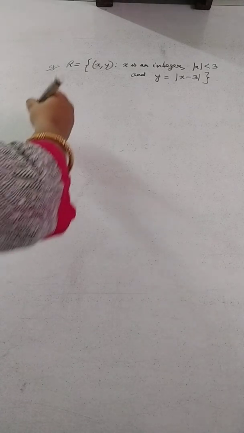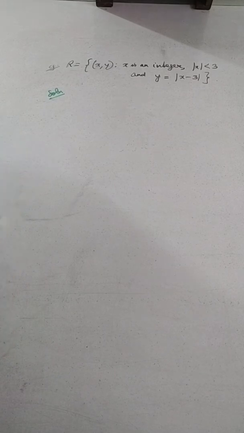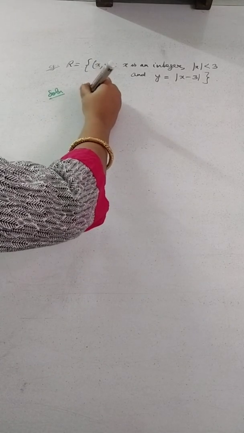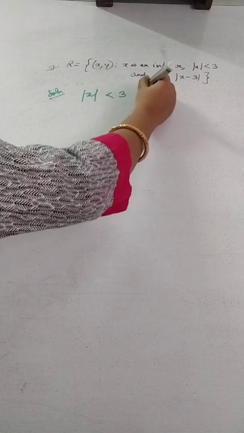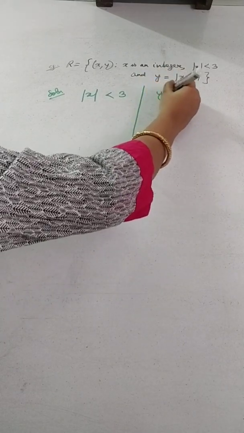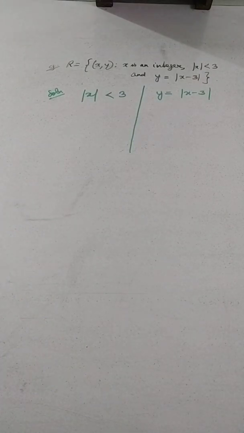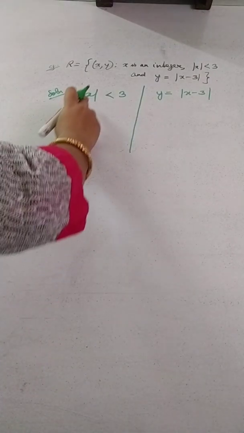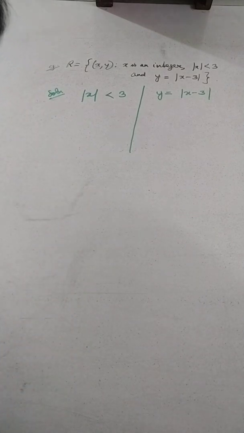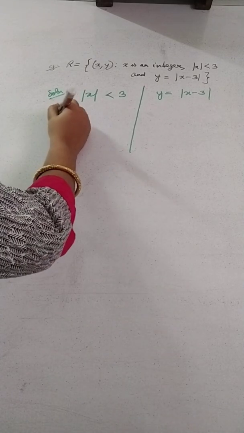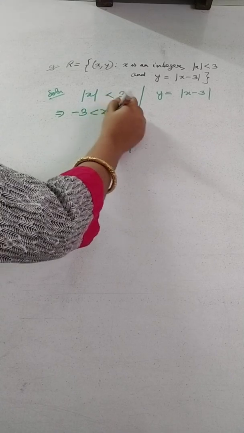Now, you must remember the definition of the mod function. What do I have? I have two conditions: mod x is less than 3, and y is equal to mod of x minus 3. If it had been equal to 3, then mod x would have been either plus 3 or minus 3. But since it is less than 3, x will lie in between these two. So this means that minus 3 is less than x less than 3.